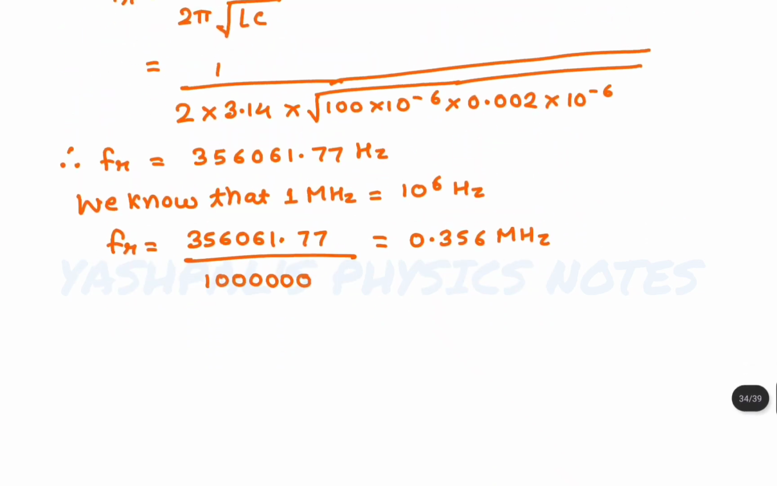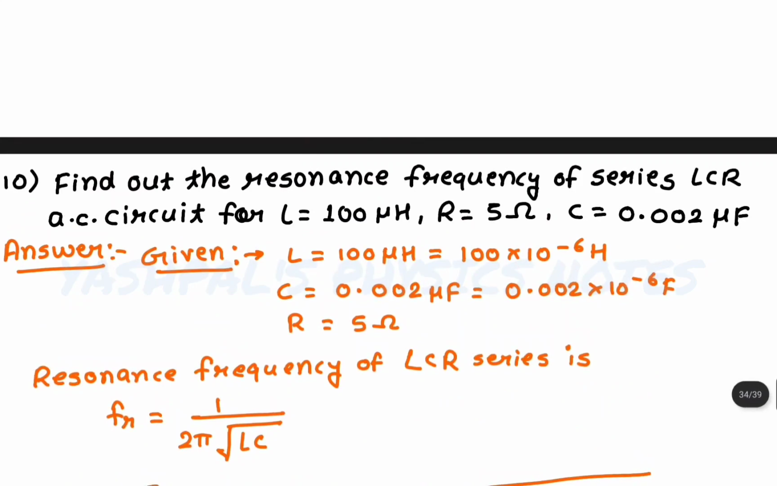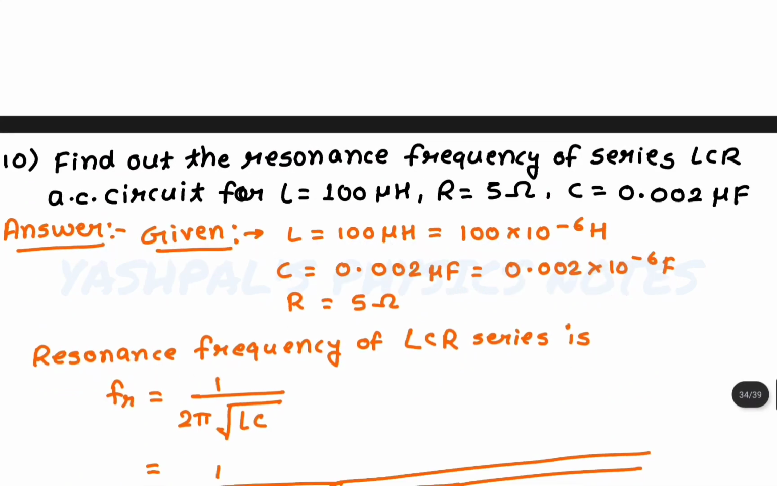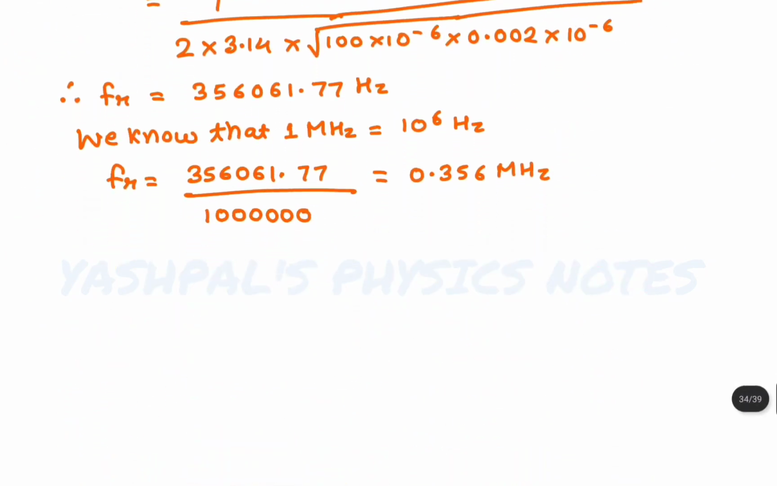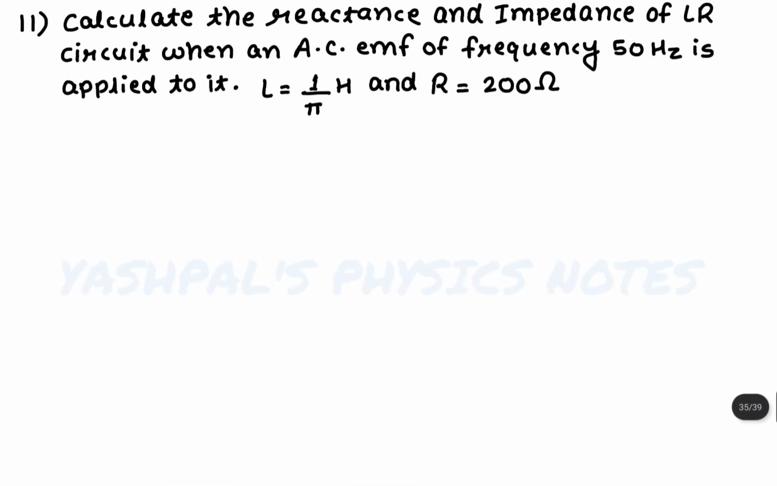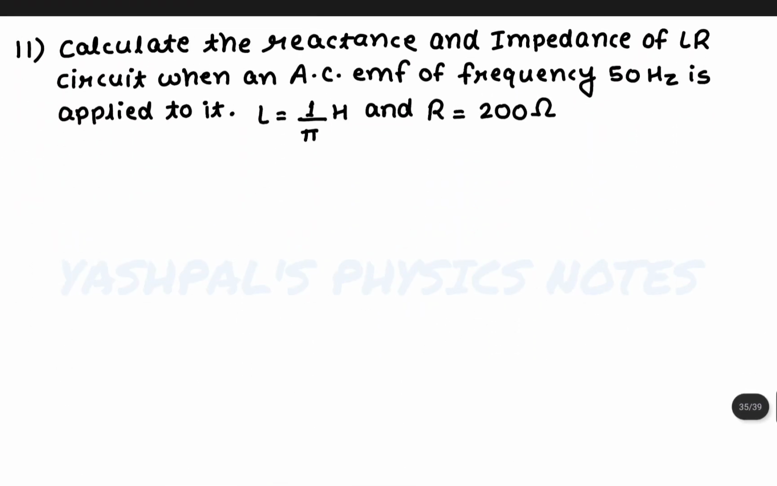So let's move further. That's what we had to find, the resonance frequency, and we have found the resonance frequency. Question number 11. Calculate the reactance and impedance. Okay, what is the formula of reactance and impedance? Just as we have seen, both have unit ohm. So the unit of reactance and impedance is ohm.